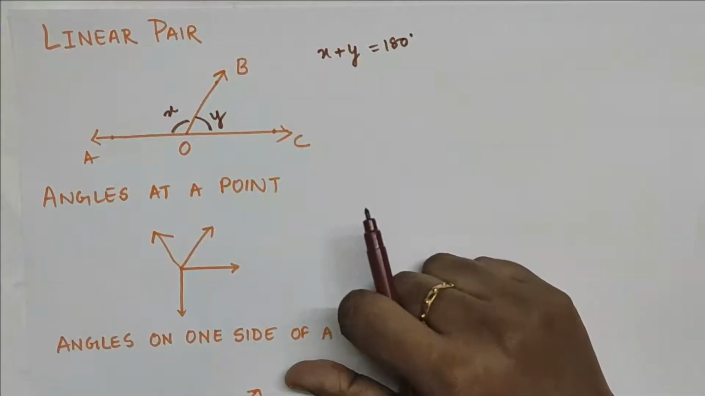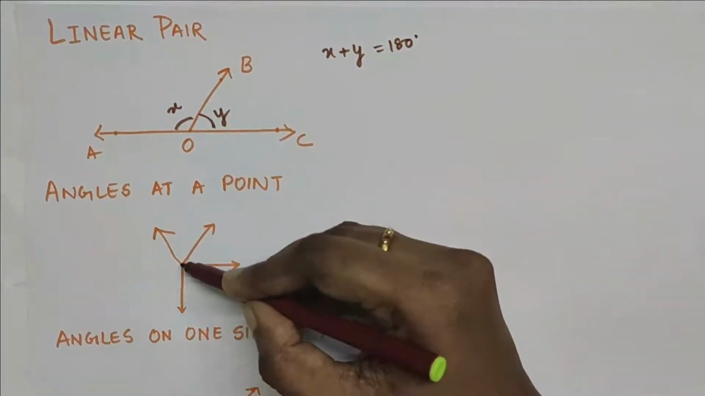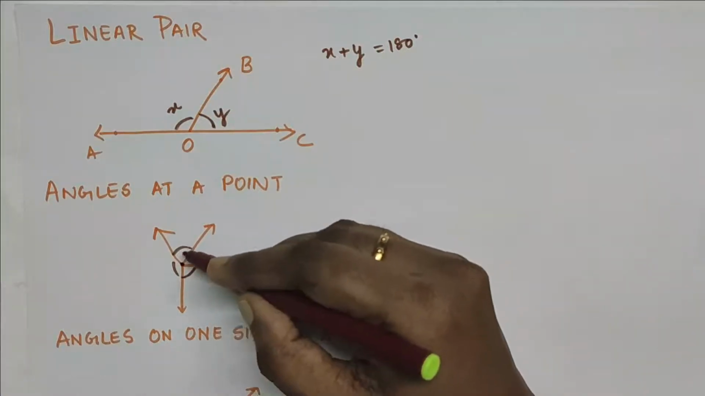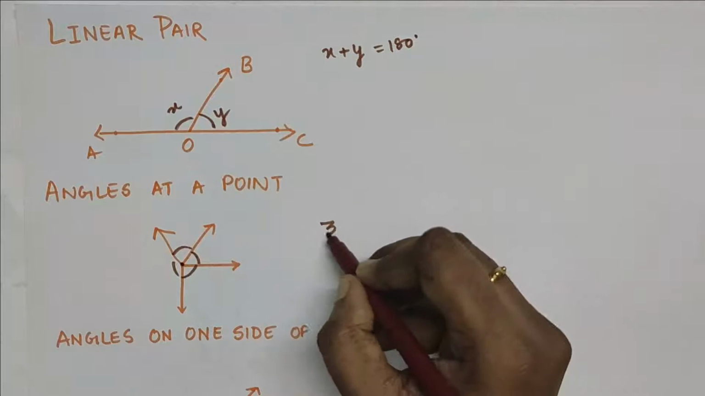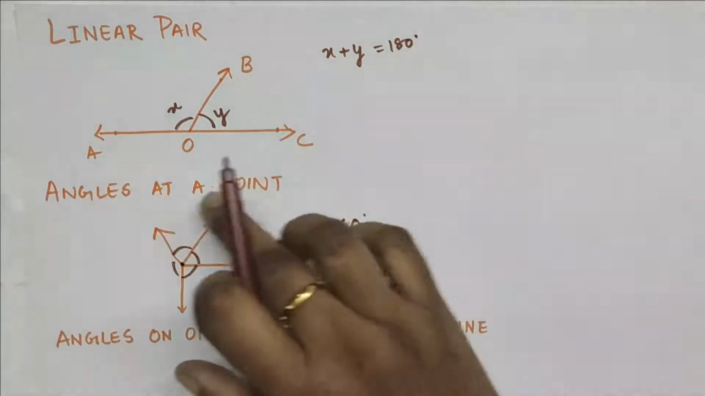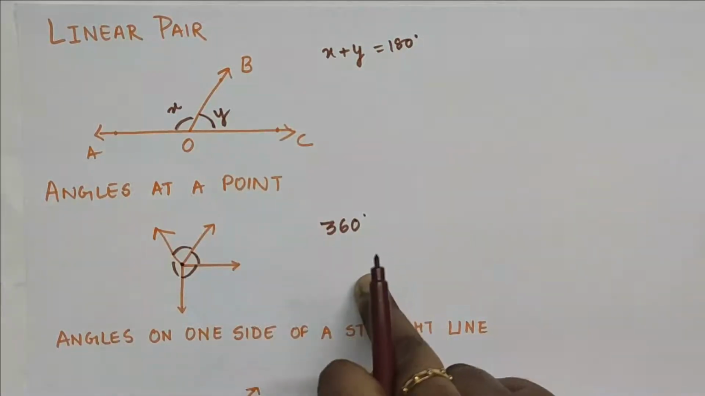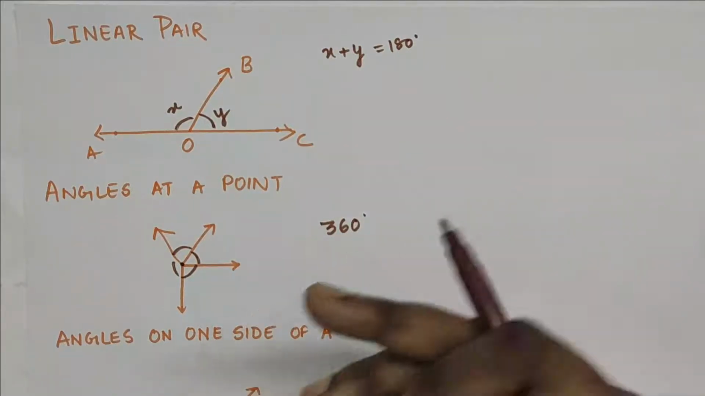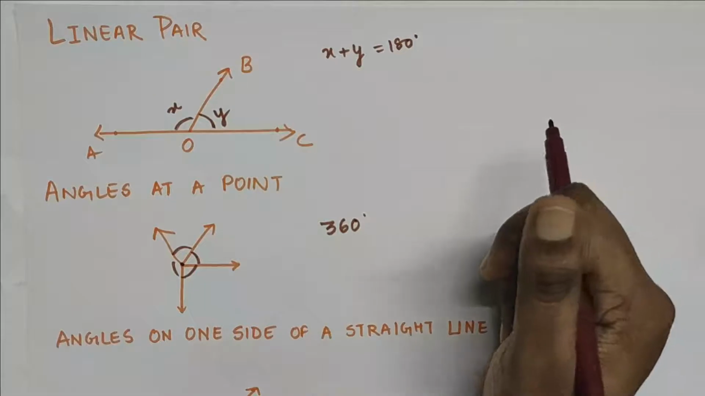Now if we talk about angles at a point, if this is a common point O and I have different angles here, then all of them add up to be 360 degrees. Angles around a point add up to be 360 degrees. Or you can say that the sum of angles at a point is 360 degrees.